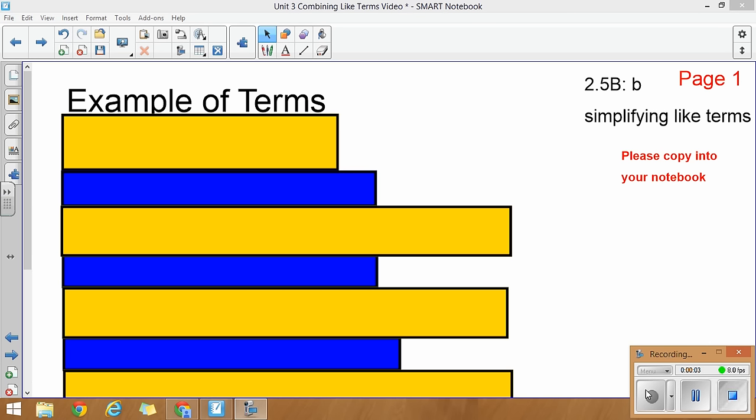Okay, welcome to video lesson 2.5b. This is part B of a three-part series. You just wrote your vocab from video part A. So now we are going to go through all the vocabulary and I'm going to give you examples of each of the vocab words. So take out your outline and let's take a look at examples of terms.